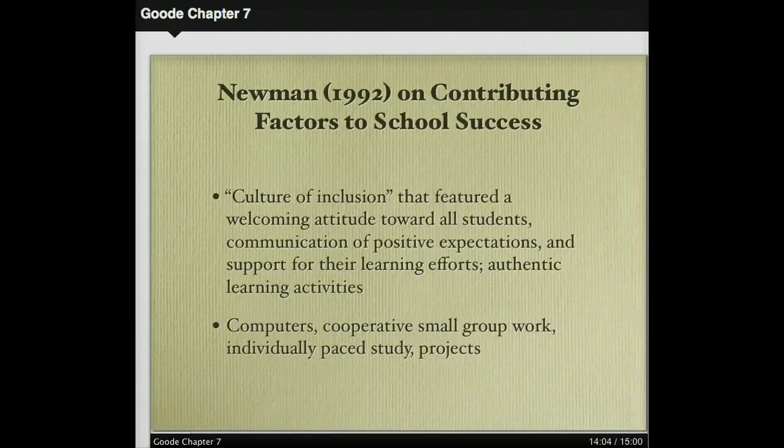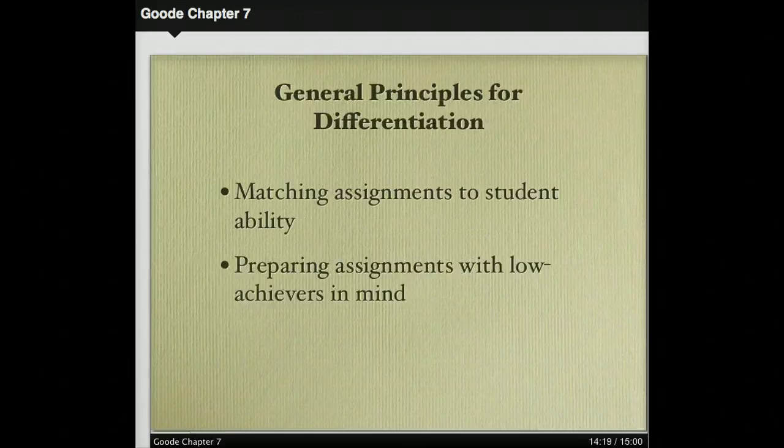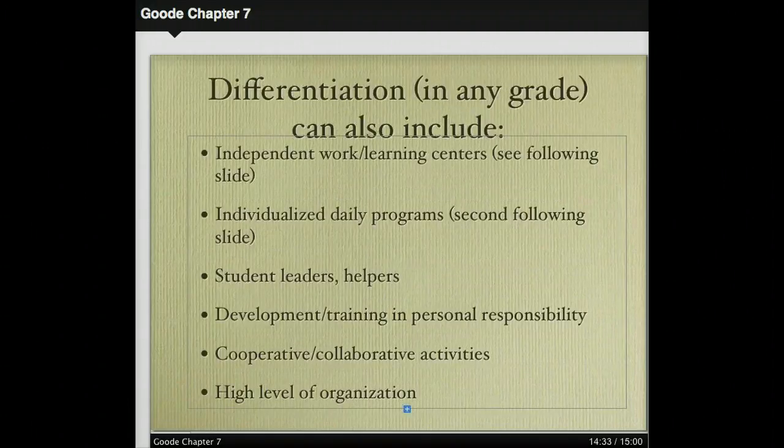Some other factors that contribute to school success. Curriculum-based measures, which is kind of like benchmark, and this can be quite time-consuming, but it allows you to focus your instruction. There are different principles for differentiation, and the important thing is that you match assignments to student ability and that you prepare your assignments with your students in most need in mind. Differentiation can also include all of these different levels of instruction, and this can be in any grade. Secondary teachers seem to have a harder time with some of the center stuff, but it can be done.